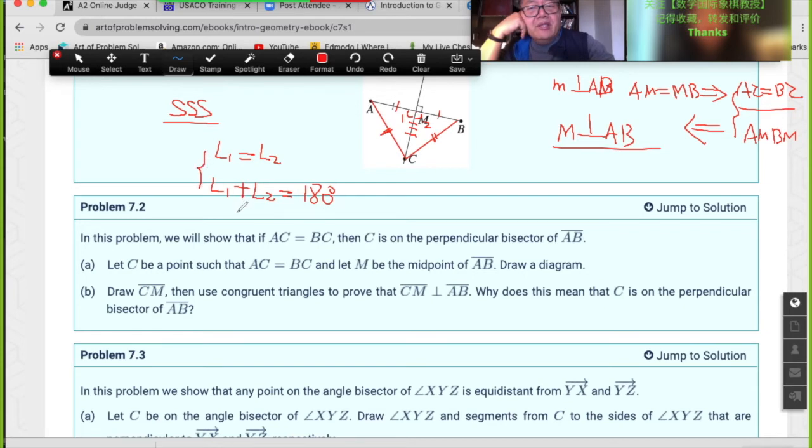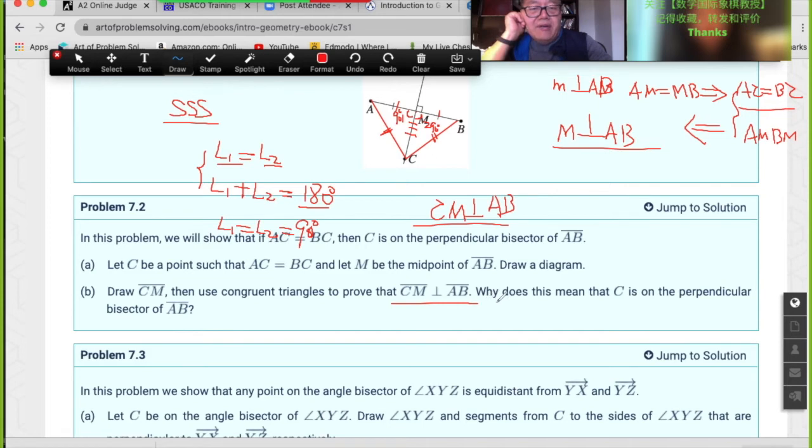Then you combine this, you can get angle 1 equals angle 2 equals 90 degrees, right? Because these two angles are equal, and when they add together they equal 180 degrees. So that means each one equals 90 degrees. Okay? So that means CM is perpendicular to AB. So we proved that, right? So then we proved this.